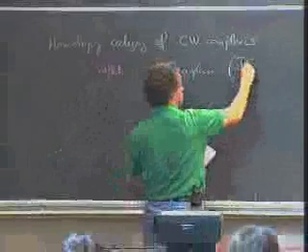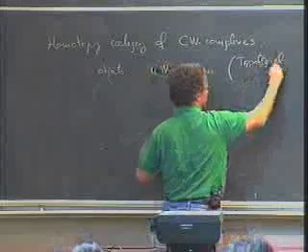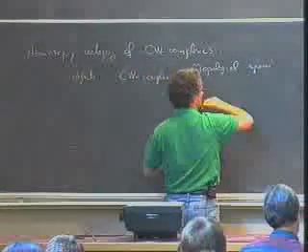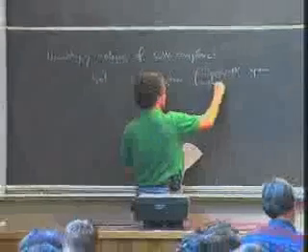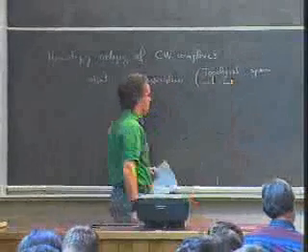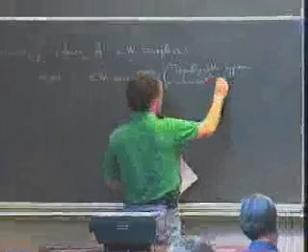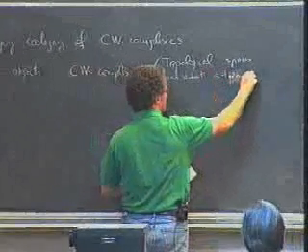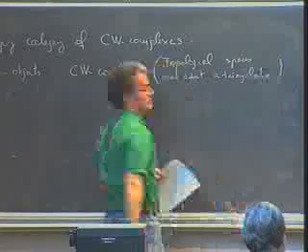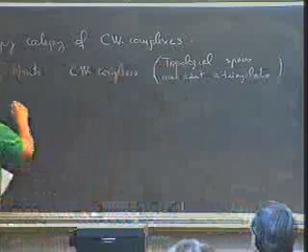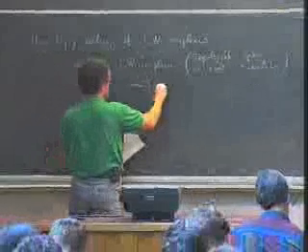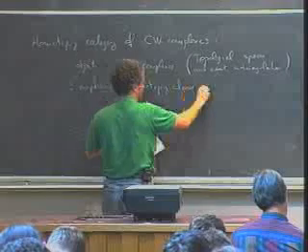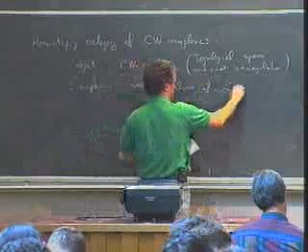which are topological spaces which admit a kind of triangulation in some sense, kind of cellular triangulation, such as manifolds, for example. Okay? And morphisms are just homotopy classes of continuous maps.